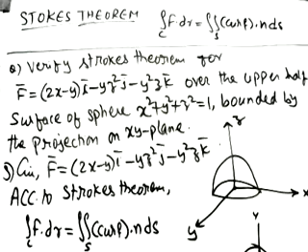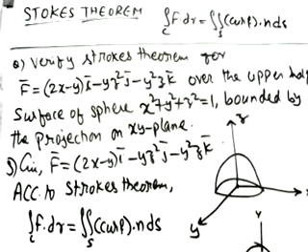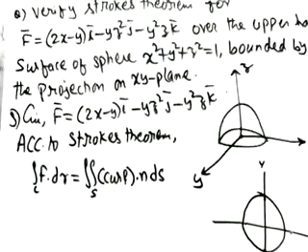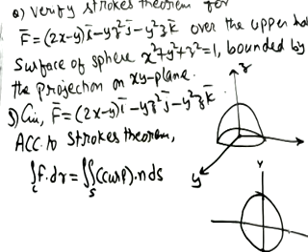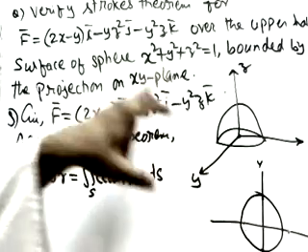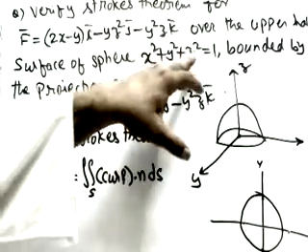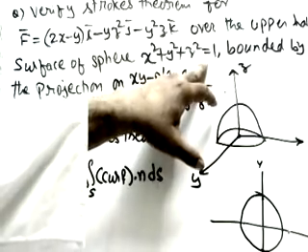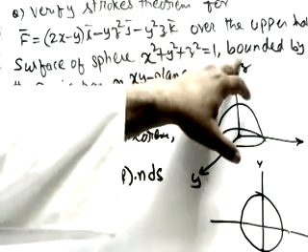One after one, let me see what the question is. The question is given F equals (2x minus y) i minus y z squared j minus y squared z k over the upper half of the sphere. You see here, this is the sphere, the upper half of the sphere. The sphere equation is x squared plus y squared plus z squared equals 1.